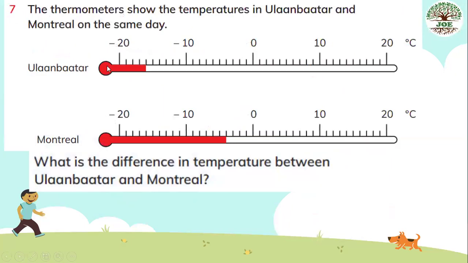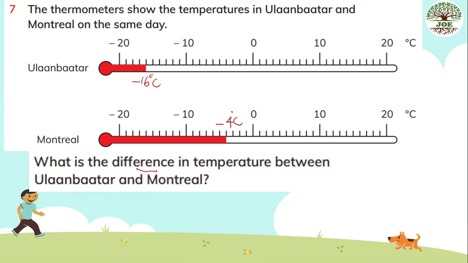The thermometers show the temperatures in Ulaanbaatar and Montreal on the same day, but different places. In Ulaanbaatar, the temperature is here between -10 and -20. From -10, 1, 2, 3, 4, 5, 6. So here is -16 degrees Celsius. In Montreal, between 0 and -10, from 0, 1, 2, 3, 4, this is -4 degrees Celsius.